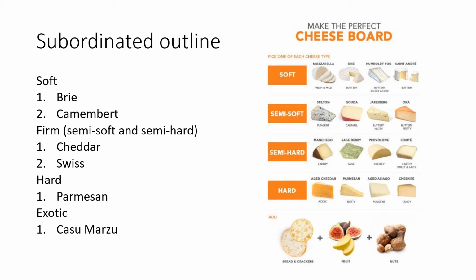And for each of those categories, I have a specific example of a kind of cheese that fits into that category. The soft cheeses are brie and camembert. The firm cheeses are cheddar and Swiss. The hard cheese I want to discuss is parmesan. And then I have an exotic cheese that I want to talk about, cassou marzu.